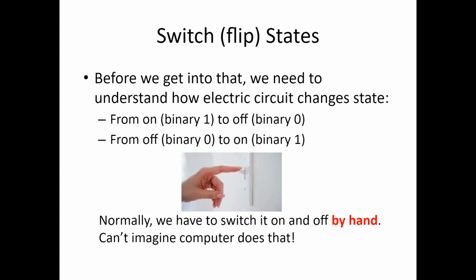Okay, so there are some switch or flip states. We need to understand that the way the computer can recognize whether the value being sent through the CPU is 1 or 0 is either on or off. So on, which is binary 1, to off, binary 0, would show that the value is going from 1 to 0, and the same thing vice versa.